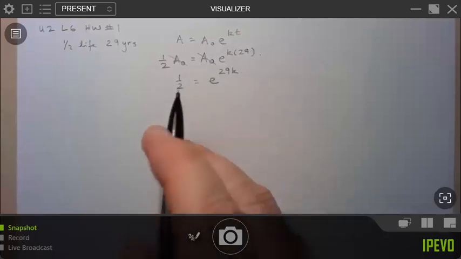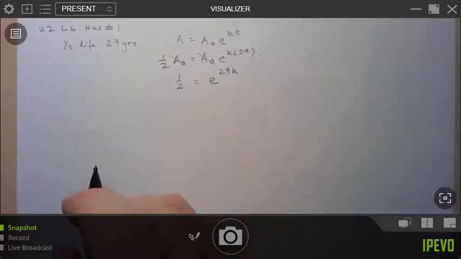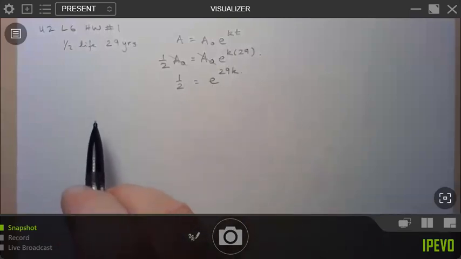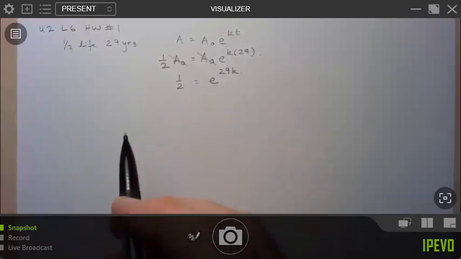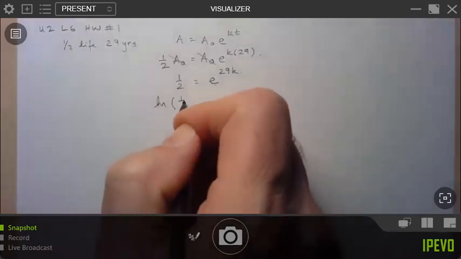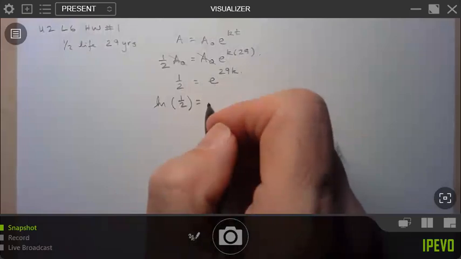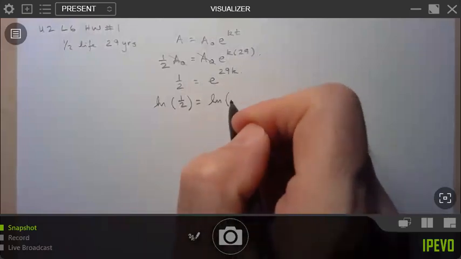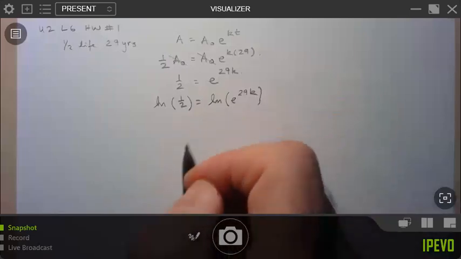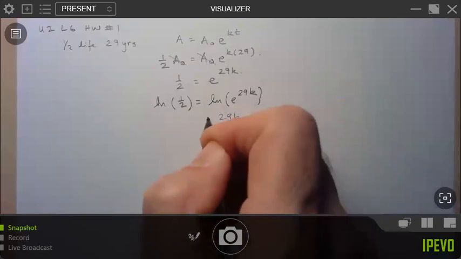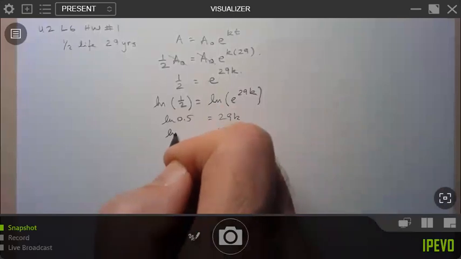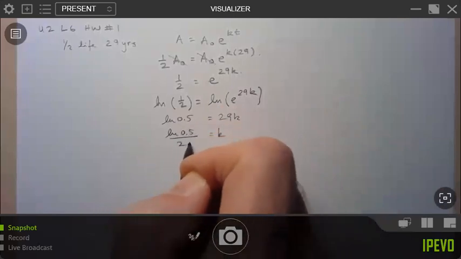It's a relatively easy exponential equation. And since my calculator can calculate natural logarithms and I have base e, I might as well use the logarithm with base e, which is of course what we call the natural logarithm, ln. So I'm going to take ln of both sides. Normally I wouldn't write this out, but ln of e to the 29k, because these are inverses of each other, we just have 29k equals ln of 0.5. And so k is ln 0.5 over 29.